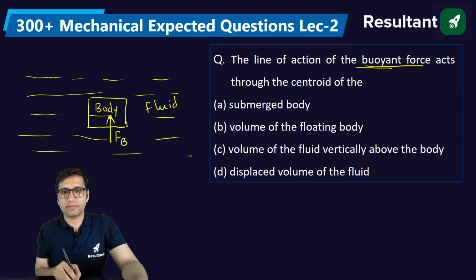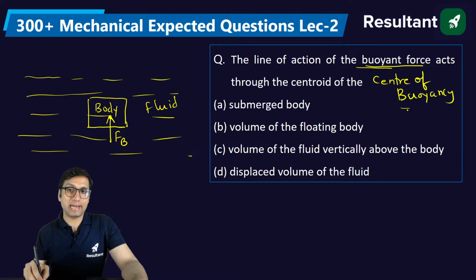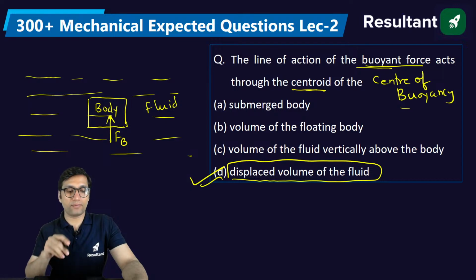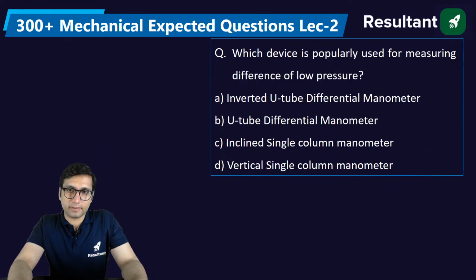The point where this force acts is called the center of buoyancy. This is the point where the buoyant force will act, and center of buoyancy is also called the centroid of displaced volume of the fluid.